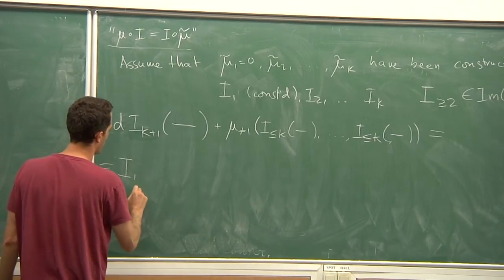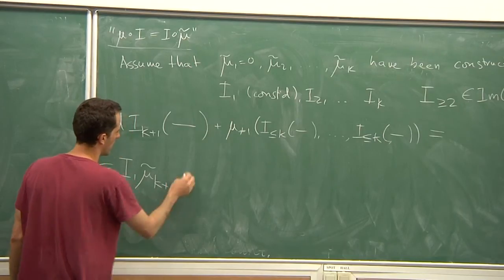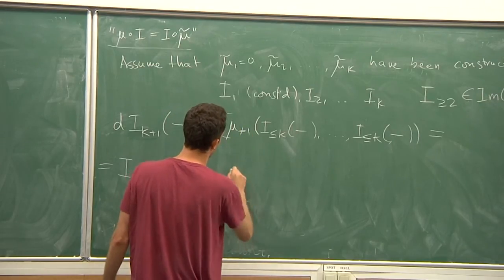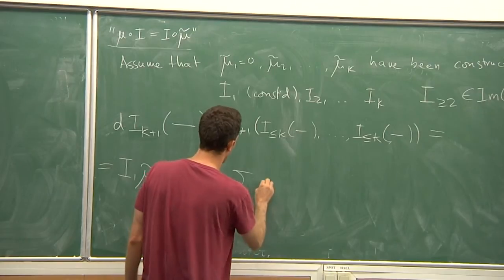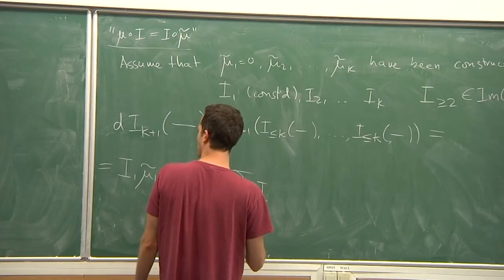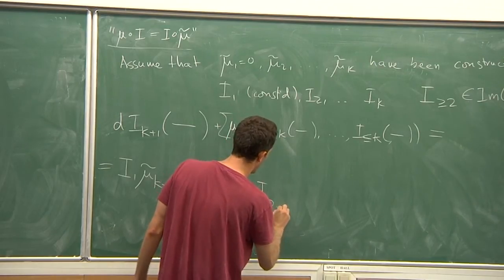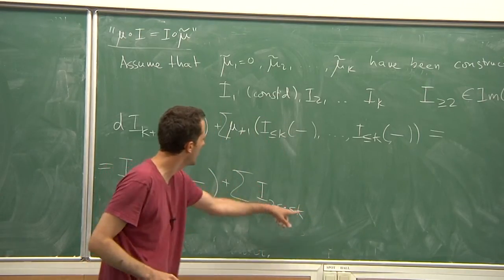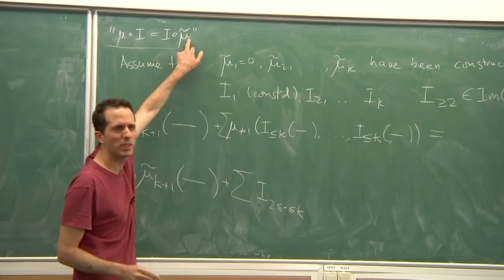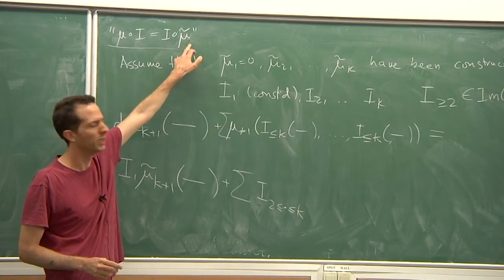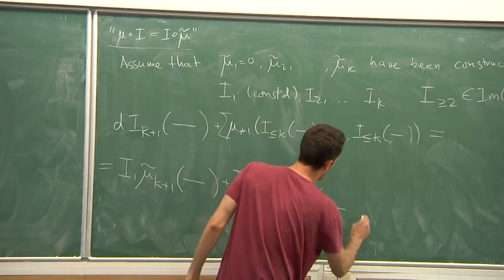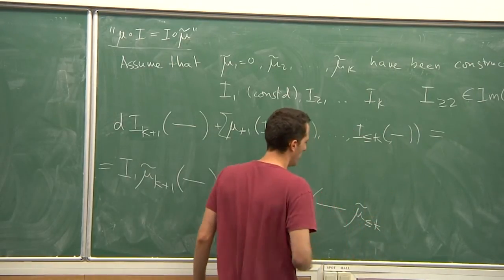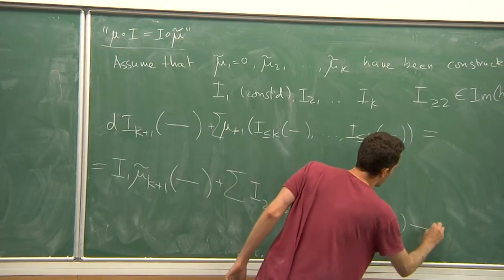I1 composed with mu tilde k plus 1, plus a sum of all the possible ways of doing it, with some number greater than 2 and also less than k. Why less than k? Because if we take I k plus 1 and try to compose it with some mu tilde, we have to compose it with mu tilde 1, which is 0. So all the terms we get here are of the following form, with some mu tilde of index less than k. We can also write here greater than 2 if you want.